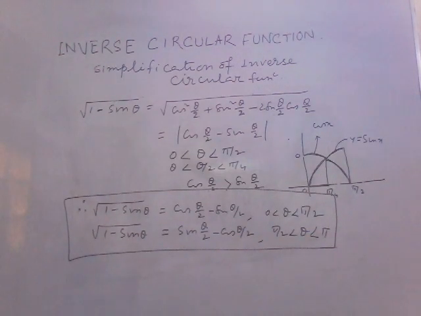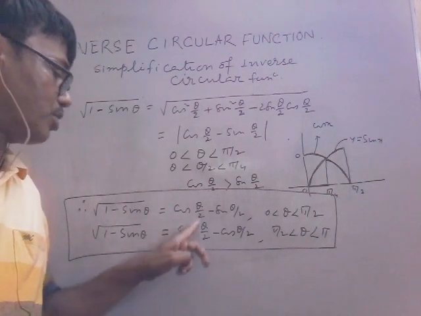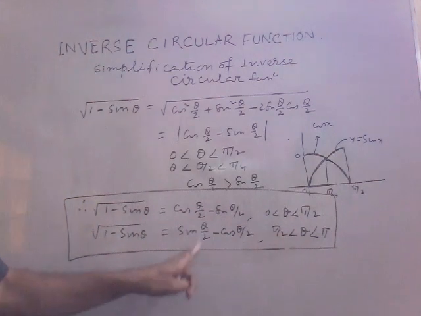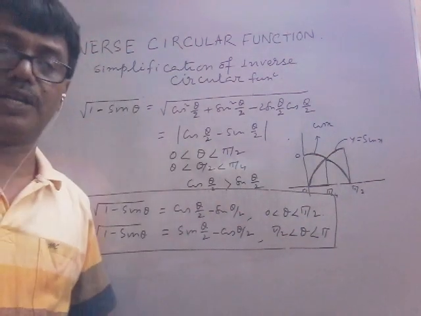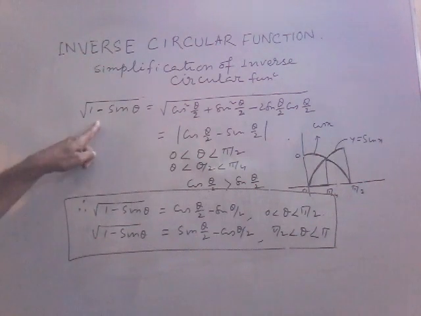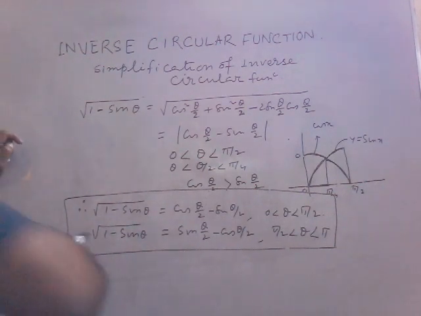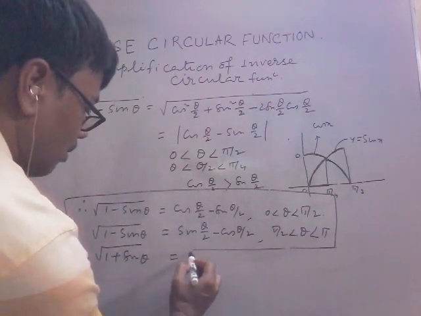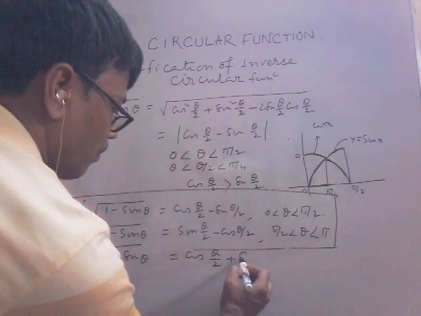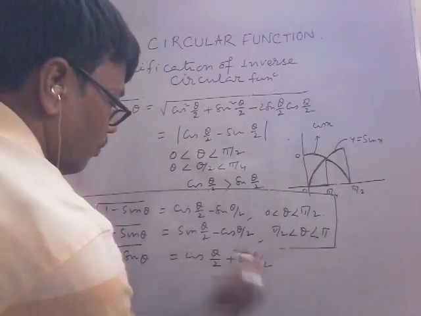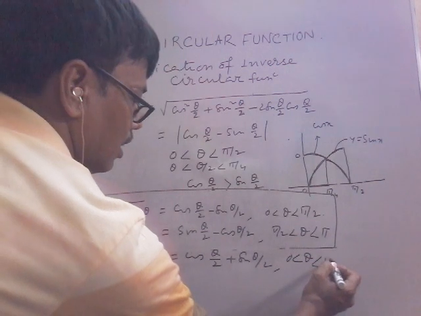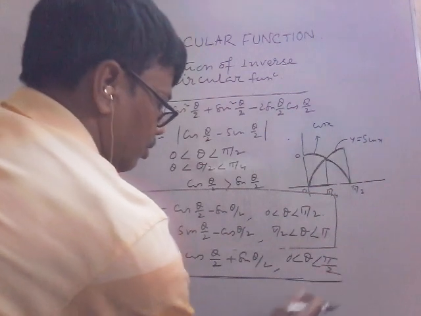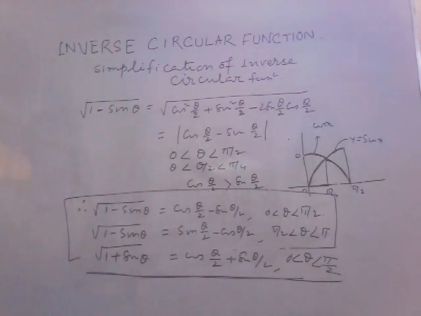So root over 1 minus sin theta equals cos theta by 2 minus sin theta by 2 in the first quadrant. In the second quadrant, it is sin theta by 2 minus cos theta by 2. But if it is 1 plus sin theta throughout the interval, it is cos theta by 2 plus sin theta by 2, for 0 less than theta less than pi by 2.